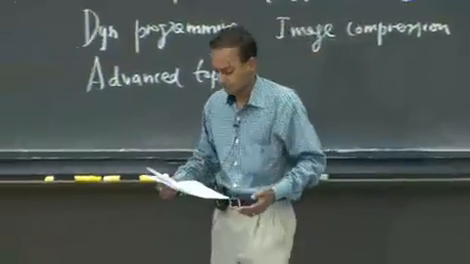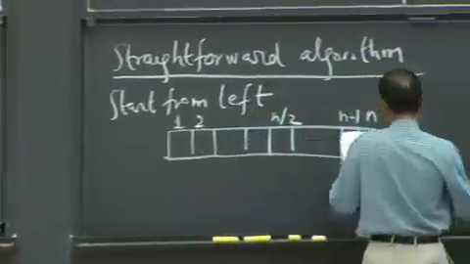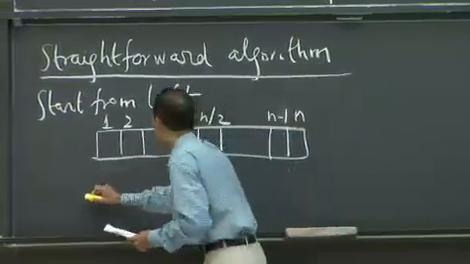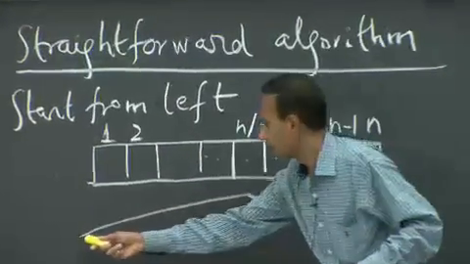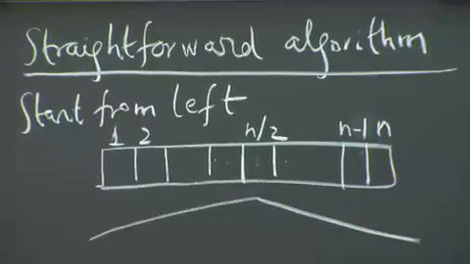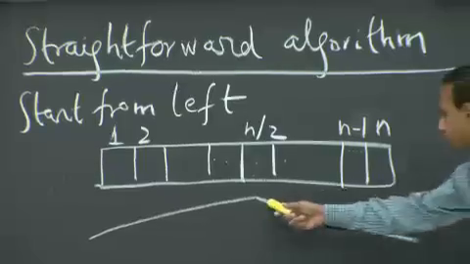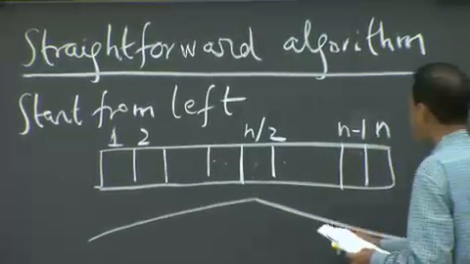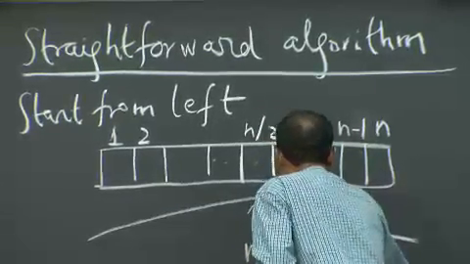So let's talk about the straightforward algorithm. The straightforward algorithm is something that starts from the left and just walks across, and you might have something that looks like that. By this I mean the numbers are increasing as you start from the left. The peak is somewhere in the middle, and then things start decreasing. So in this case, this might be the peak.